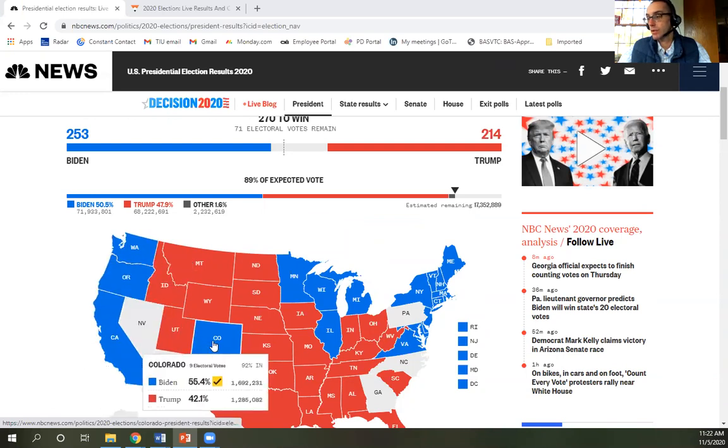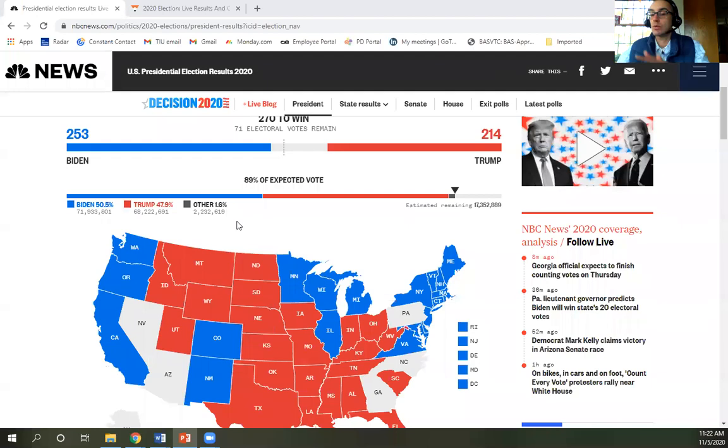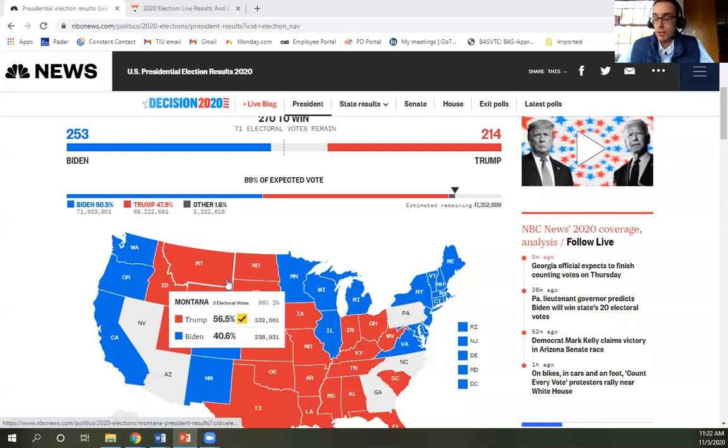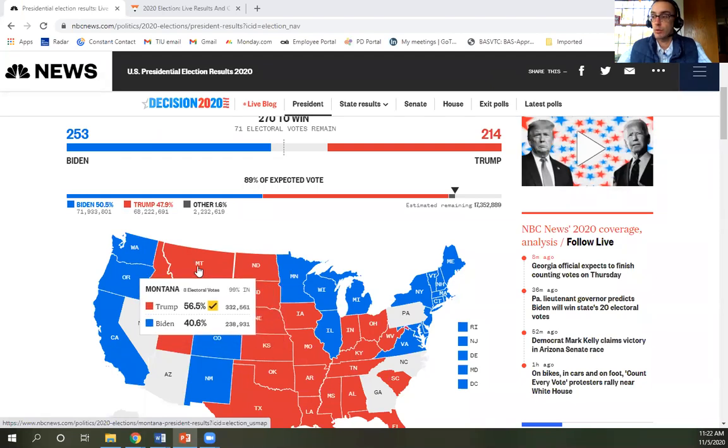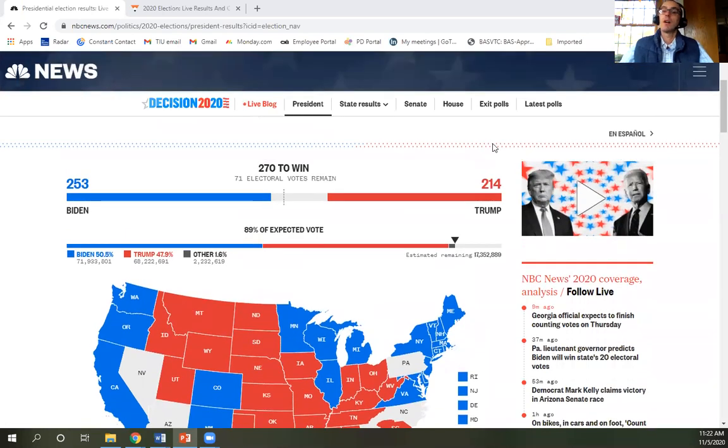Because if you add up what he does have so far, Washington, Oregon, California, Colorado, New Mexico, and all the blue states, all their electoral college votes, Joe Biden is sitting at 253. Donald Trump, if you add up all the states that we're pretty darn certain he won, is sitting at 214. Now, there are 538 electoral votes.